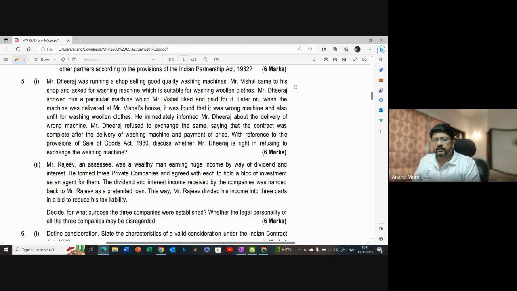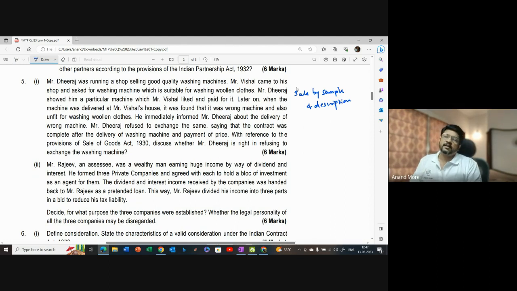Now, Vishal is the buyer. He has gone to Mr. Dheeraj's shop and specified exactly the purpose for which he is buying the washing machine. He has inspected the machine. He liked the machine. He paid for the same and thereafter he has received the same. And now he has found that the machine delivered to his house is not matching the description which was explained by him in the shop and the machine which was inspected by him in the shop. That means here you can see that the goods are not as per sample. So this is sale by sample and description. You can say sample actually speaking, but yes, you can write it in the examination, sale by sample and description.